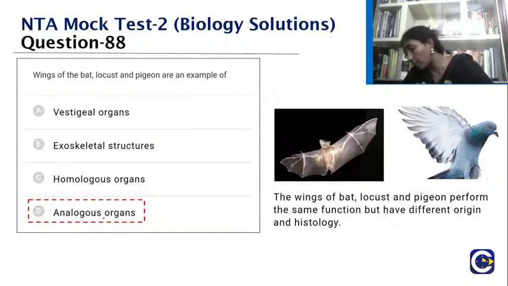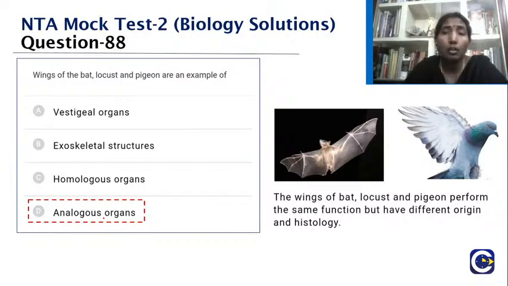Yes, very good Neelambari, Tasmim, very good. So they are called analogous organs, but homologous organs share a common origin. Analogous organs have the same function, but they have a different origin, and they will also have a different histology.